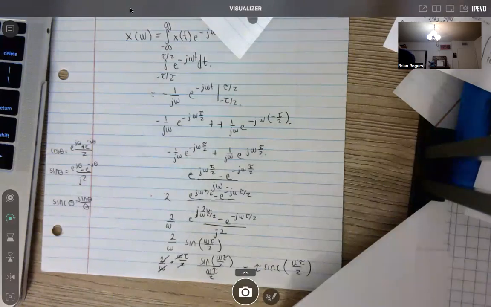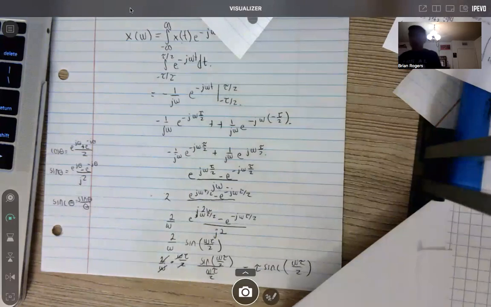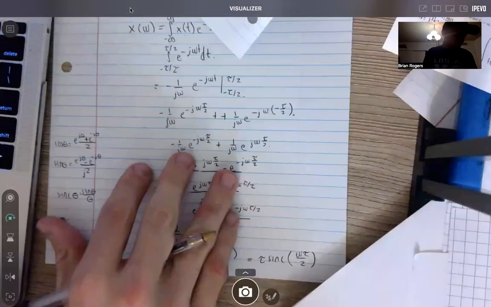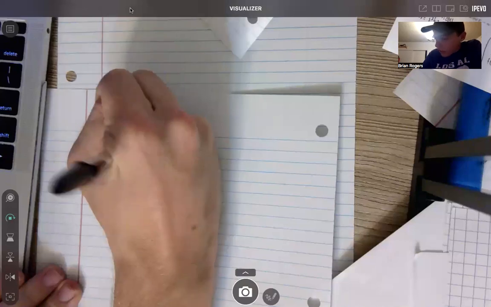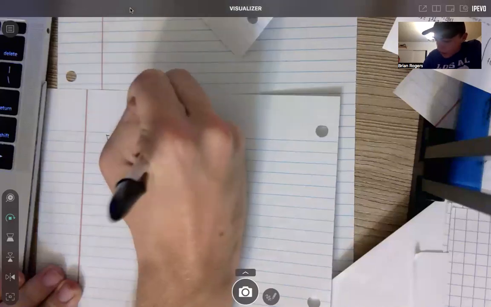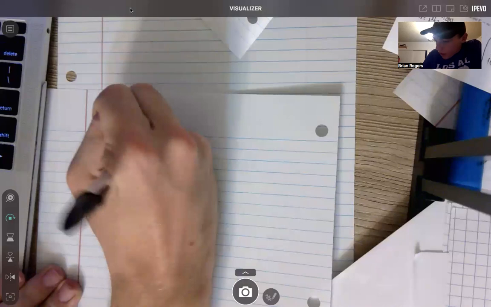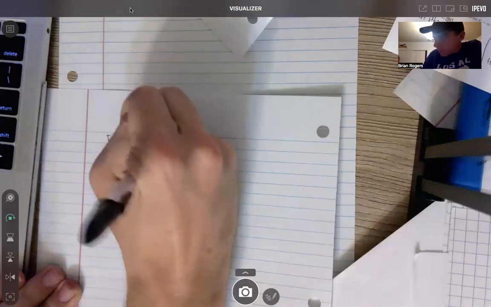Let's do these two, and then we'll call it a night, because it's 8:13. So this one says, find x of t if X of omega is equal to 2 pi delta omega.